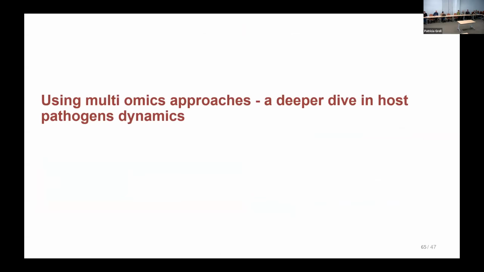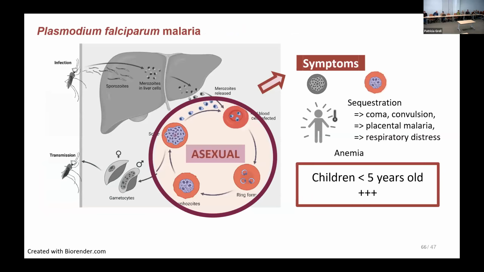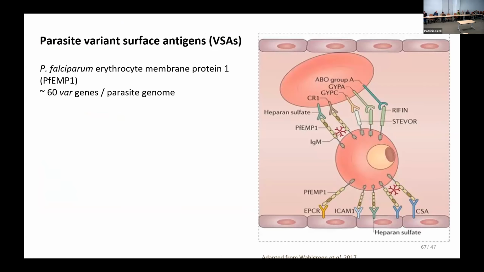So, yep, I'm going to talk a bit about what those multi-omic approaches are and how we can have a deeper dive into those host-pathogen dynamics. This time we're going to do this on pediatric malaria, so malaria affecting children under 5 years old. And why are those children particularly sick?